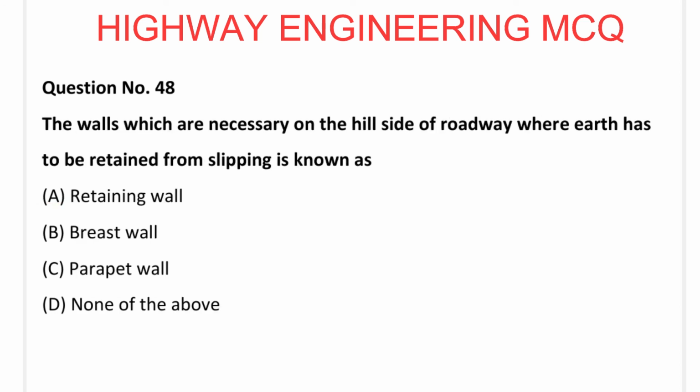So next question, the wall which is necessary on the hillside of the roadway where the earth is to be retained from spilling is known as: A, retaining wall; option B, breast wall; option C, parapet wall; option D, none of the above. So the correct answer is breast wall.